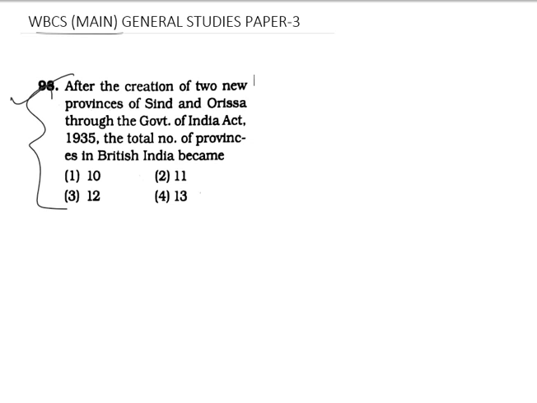After the creation of two new provinces of Sindh and Odisha through the Government of India Act 1935, the total number of provinces in British India became 10, or it is 11 or 12 or 13. We need to find that. So among these four given options, we need to find the right answer. And here we not only give you the right answer but also try to give a small description about it. So let's get into the answer.